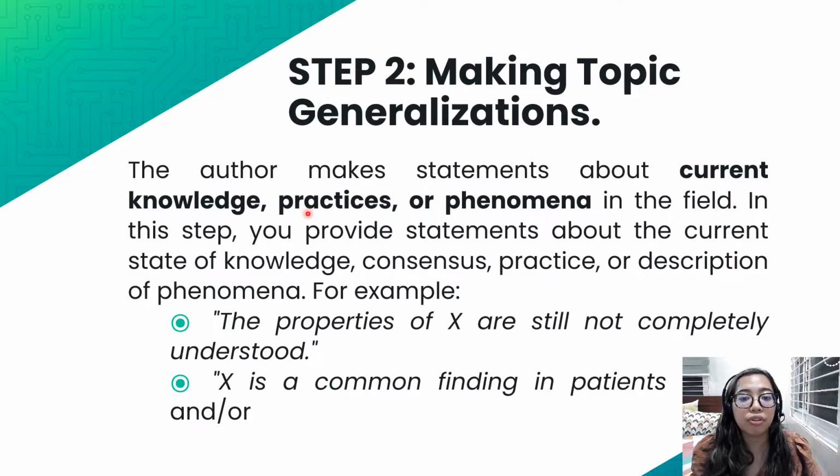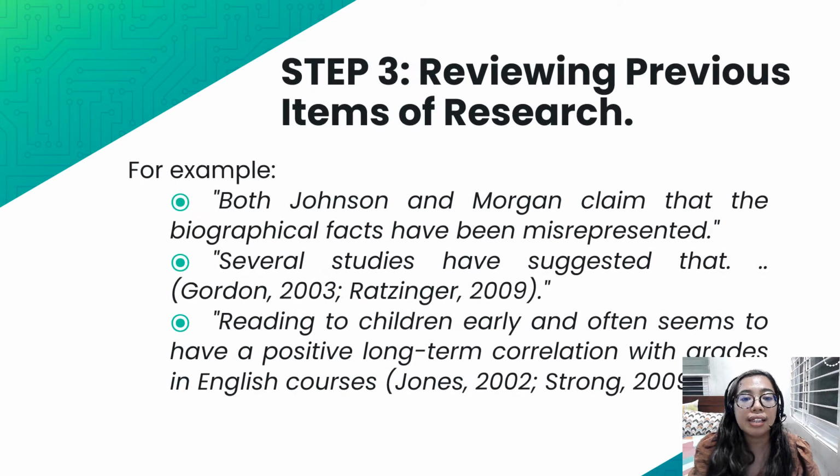And in this step, you provide statements about the current state of knowledge, consensus, practice, or description of phenomena. For example, you may write, the properties of X are still not completely understood. Okay? Or X is a common finding in patients and or blah blah blah. So in this example, you explain the current state or the current knowledge or practices or phenomena of your chosen research problem. Step 3, you can also review previous items of research.